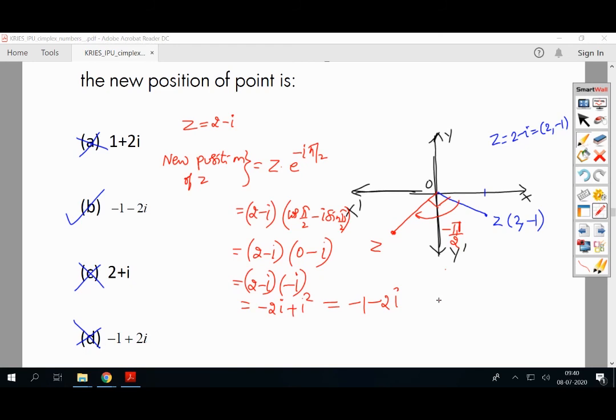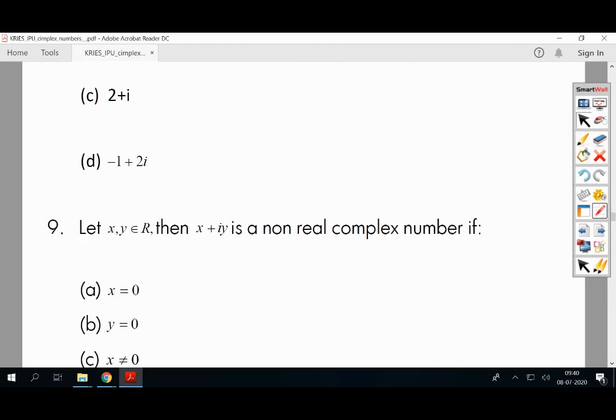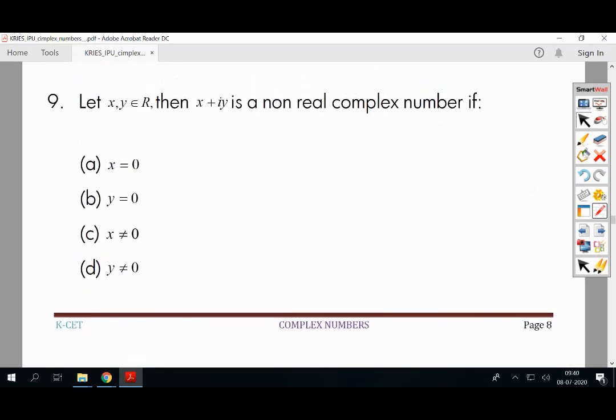So now we'll go to question number 9. Look at the ninth question. Let x, y belong to R. So x, y belong to R means x and y are real numbers. x plus iy is a non-zero complex number. So z is equal to x plus iy, it is not non-zero, it is non-real. Understood? Non-real means it has to be imaginary. So non-real means it is going to be imaginary. Understood?